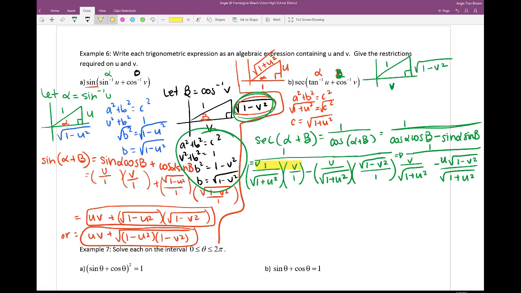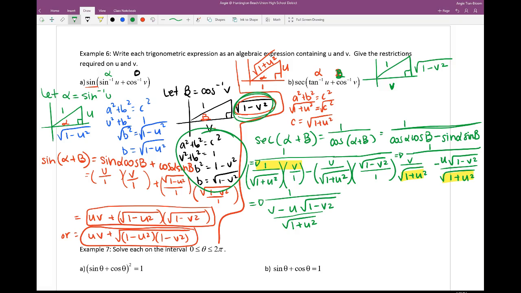Oh, nice. Look at this denominator. It's already the same, right? So I can just put it all over the same denominator because it's exactly the same. Cool, right? Okay, so now on the top, it's just really v minus u radical 1 minus v squared.